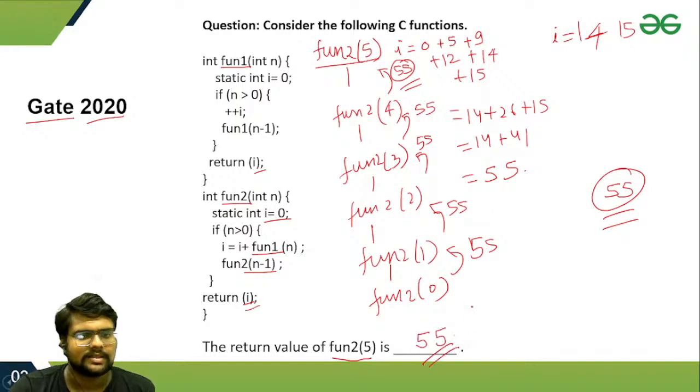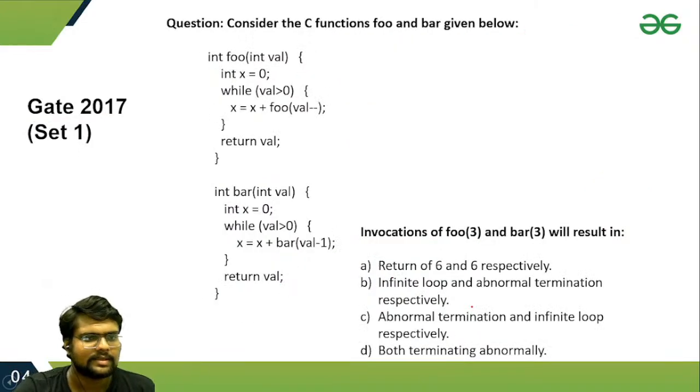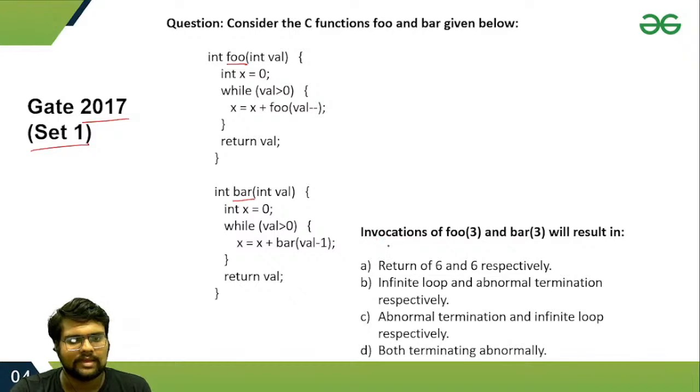Now let's do one more question. It was asked in GATE 2017 set 1. In this we have one function foo and one function bar. When we invoke foo of 3 and bar of 3, what will be the result? We have to select one of the options from here.